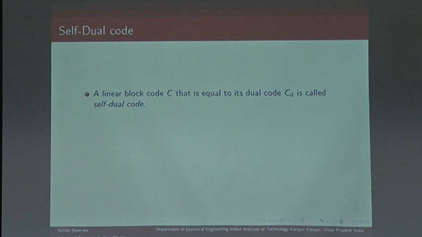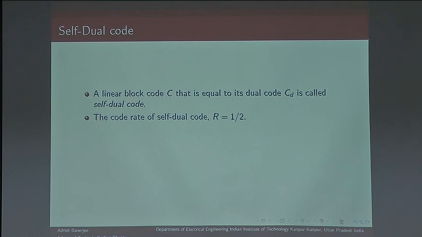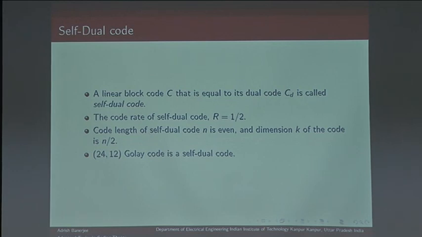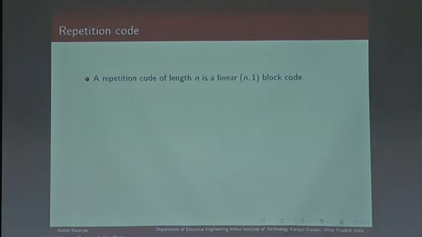And so the rate of a self dual code is half. The original code is rate half, and the dual code is also rate half. I also mentioned this. We are not going to study Golay code, but I just gave an example of a self dual code. Okay. Now let's move to some examples of linear block codes.